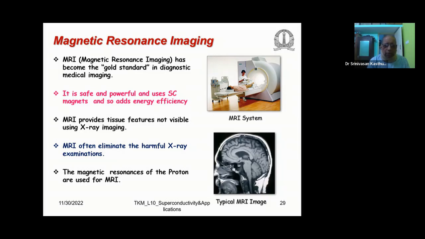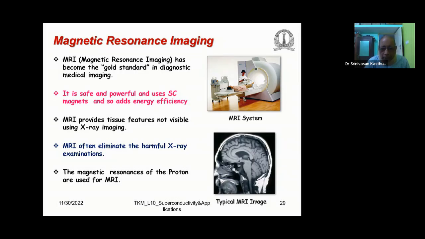Now, MRI is able to provide tissue features which are normally not visible in X-ray images. So MRI often eliminates harmful X-ray examinations. So these MRI systems are better. MRI actually uses what is called the proton resonance frequencies. For example, an MRI image is shown here of the skull of a human being, and you can see almost the internal sections, etc.